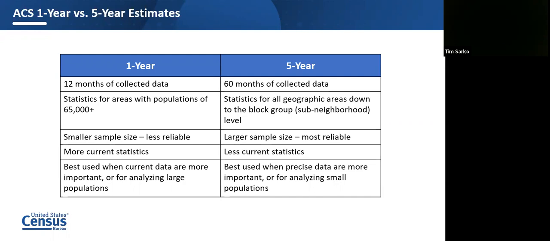Sometimes, if you're using tracts, block groups, or even smaller counties, you have to use the 5-year. The 1 year are smaller sample size, so it's less reliable. The 5-year are larger sample size, so they're more reliable. There's more data going into the 5-year estimate. The 1 year are more current, and the 5-year are less current. So the 1 year is best used when current data are more important or you're analyzing large populations. The 5-year are best used when precise data are more important or you're analyzing small populations.